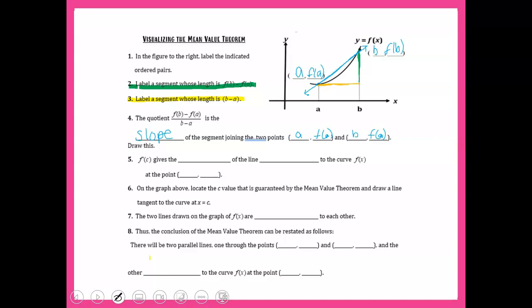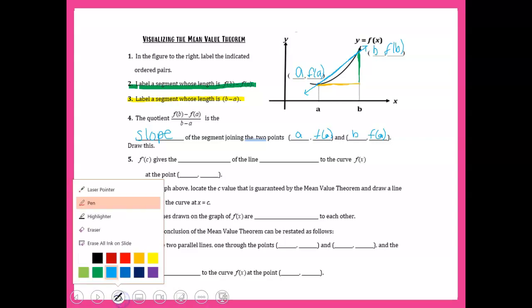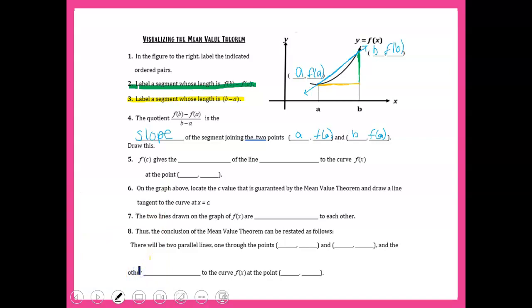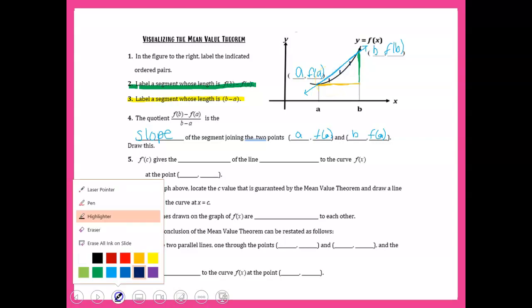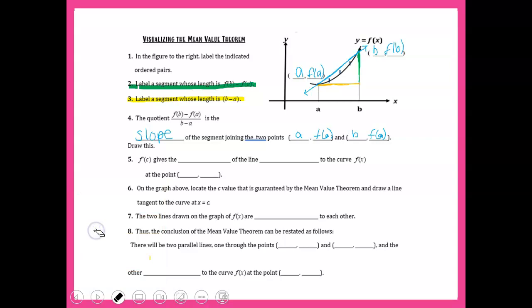Now, let's talk about C. C is some unknown value that lives on f. So right now, C could technically be anywhere. C could be here. C could be there. C could be there. We don't know where C lives.